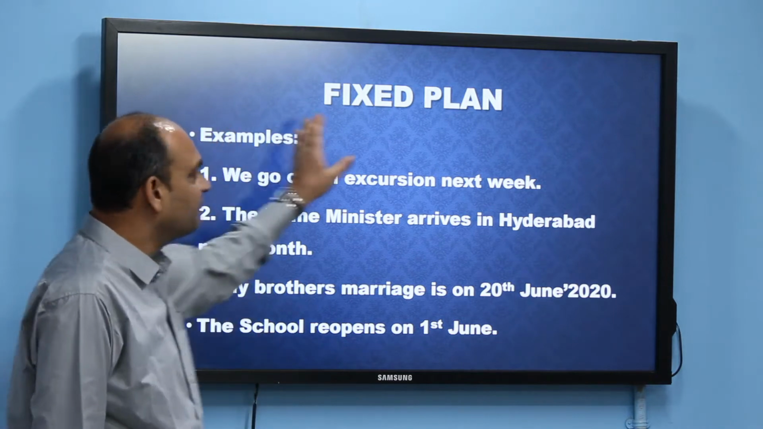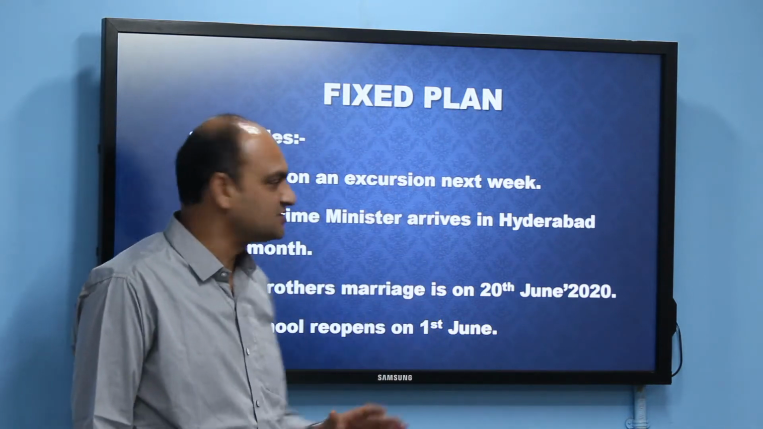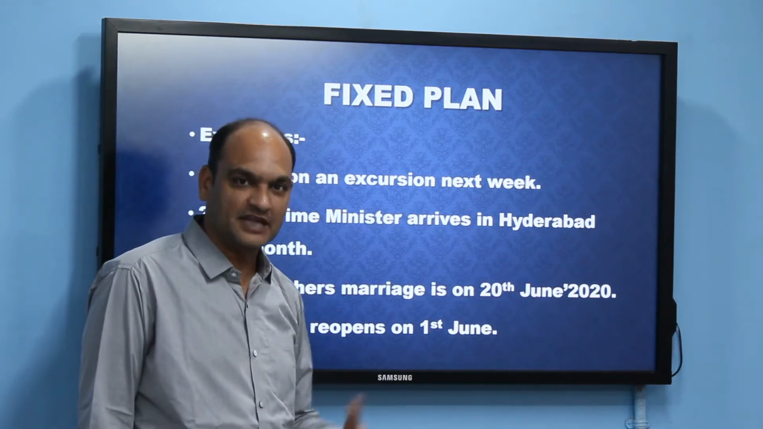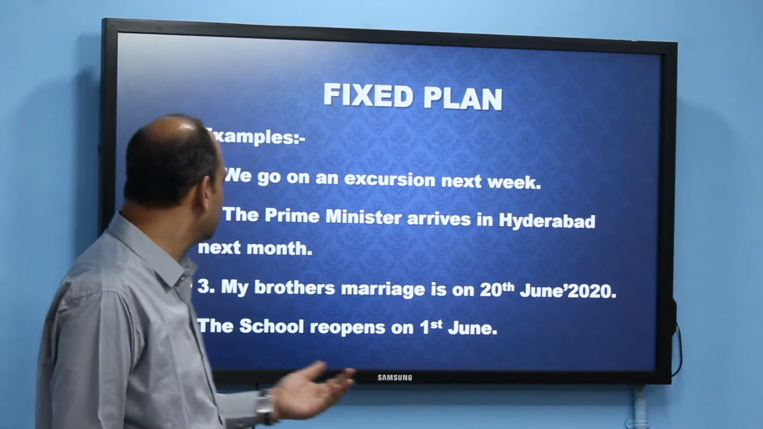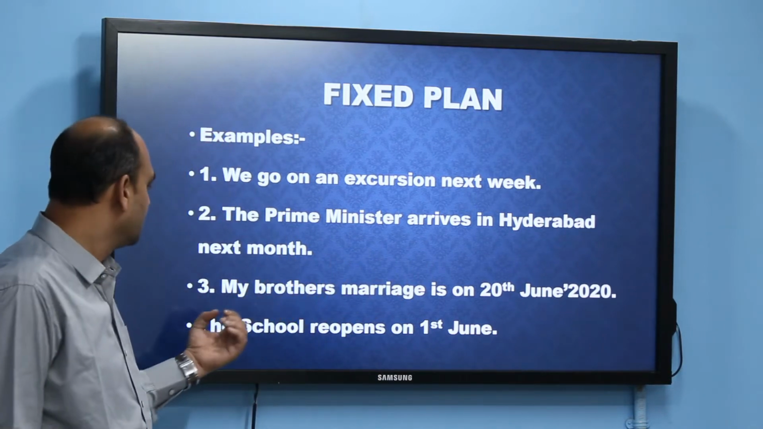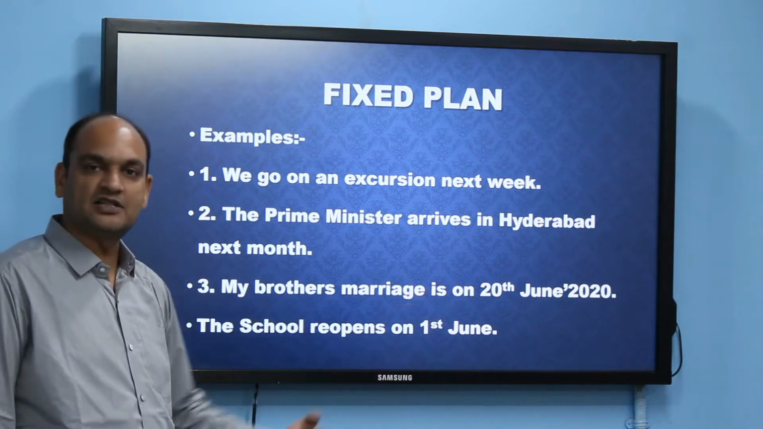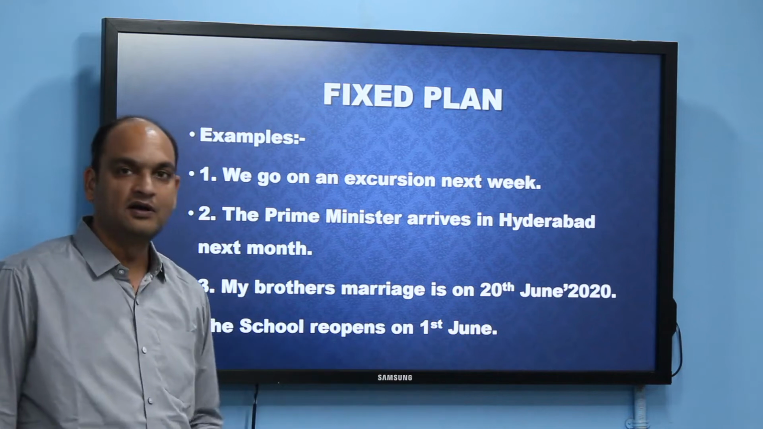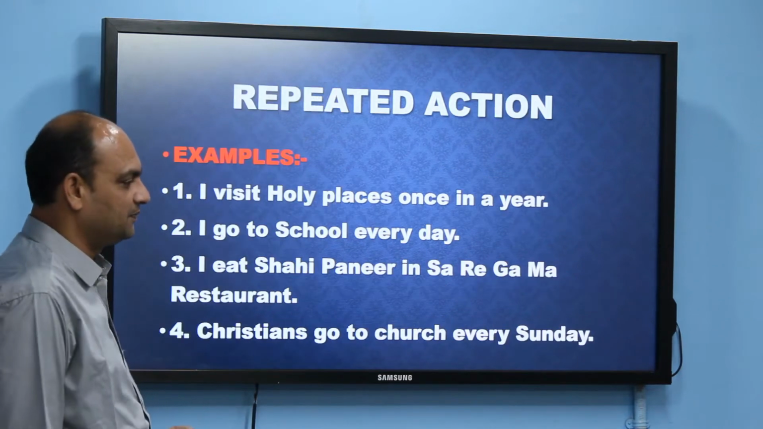Then comes the fixed plan, something we fix. Like we go on an excursion next week. And the Prime Minister arrives in Hyderabad next month. My brother's marriage is on 20th June 2020. And the school reopening is on 1st June.